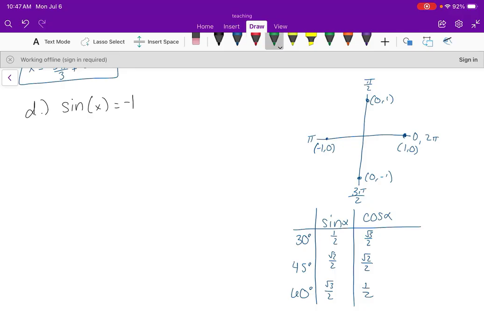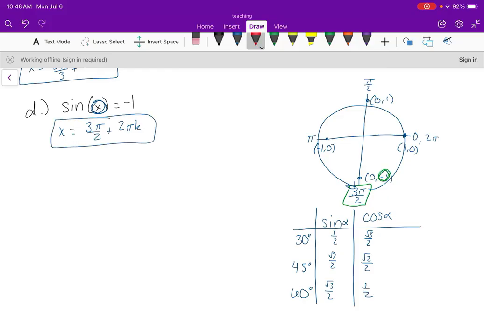And that happens down here at 3 pi over 2. So I'm saying that if I plug in 3 pi over 2 as x, I can make this statement true. So x is 3 pi over 2. Also, everything coterminal to 3 pi over 2. So if I go around the circle, I can get another answer. So I'll say plus 2 pi k. In degrees, this would be x equals 270 degrees plus 360 degrees k.